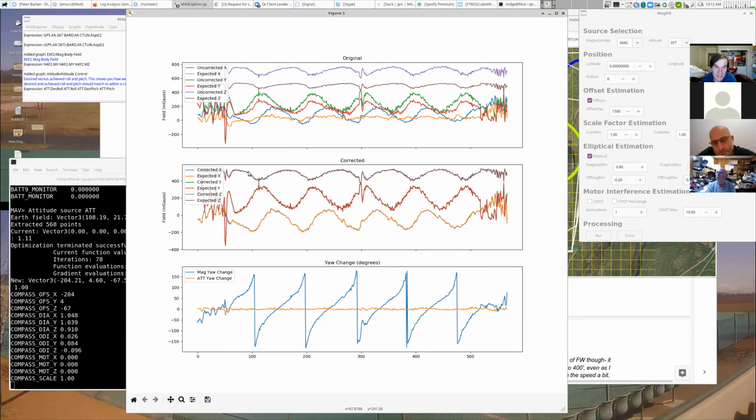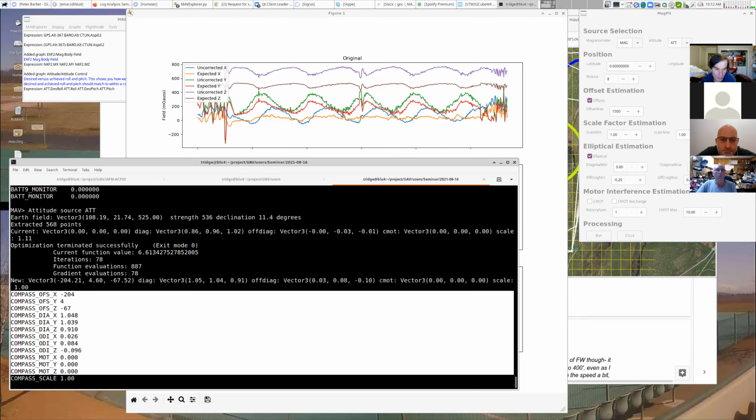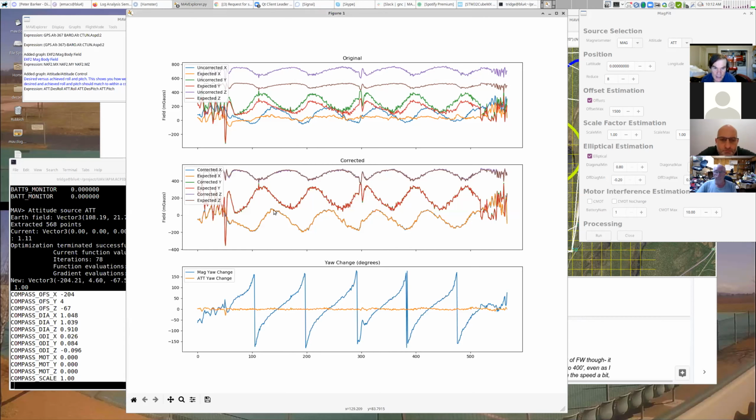All right, so this second pane is what would have happened in his flight if he had been using these new parameters. In other words, if he'd set those parameters, you see these 3 lines now line up very nicely. His X, Y, and Z all line up beautifully.